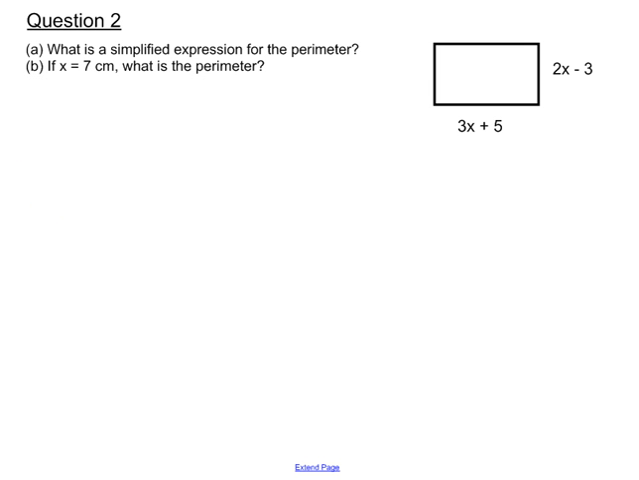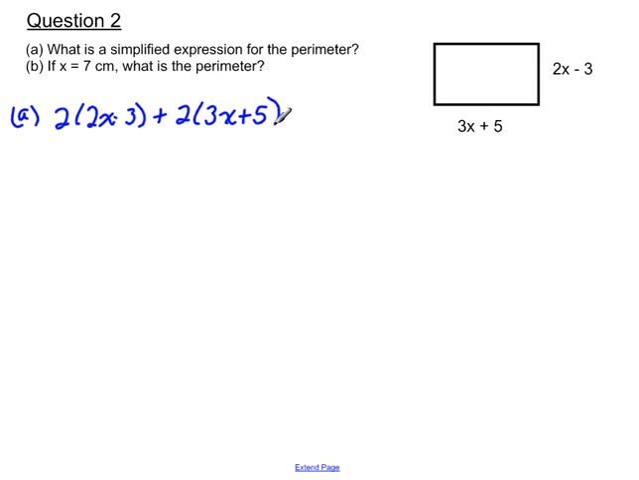So question 2 is identical, except now instead of a triangle, it's a rectangle. So you could do the same thing that we just did, or what I'm going to actually show you is using the distributive properties. So remember, perimeter of a rectangle is 2 times the length plus 2 times the width. So for part A, we could actually use that. So we can do 2 times 2x minus 3 plus 2 times 3x plus 5.